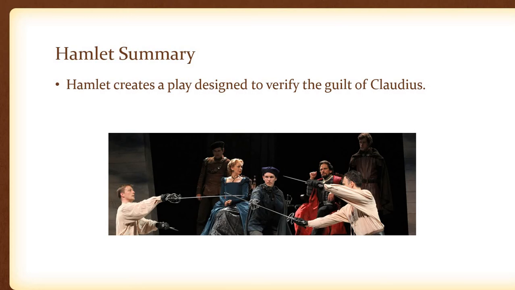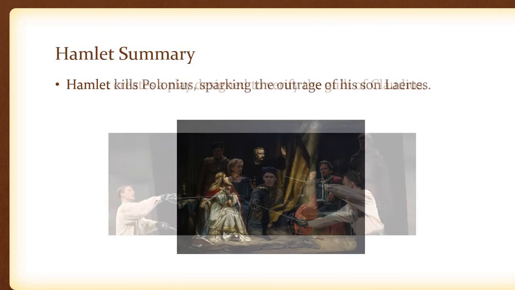Claudius sees this actor poisoning the king in the play, and so Claudius all of a sudden gets very nervous. He stands up, and it becomes clear that Claudius is in fact guilty, and he's afraid that maybe Prince Hamlet actually knows what the real story is.